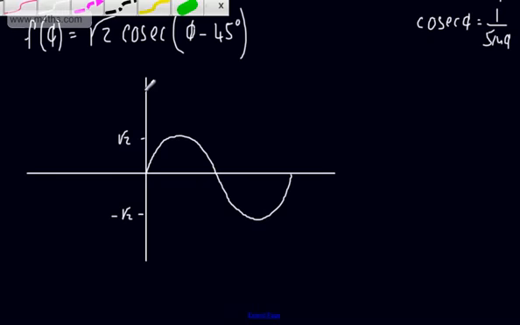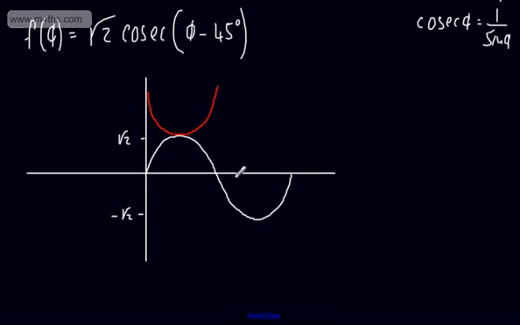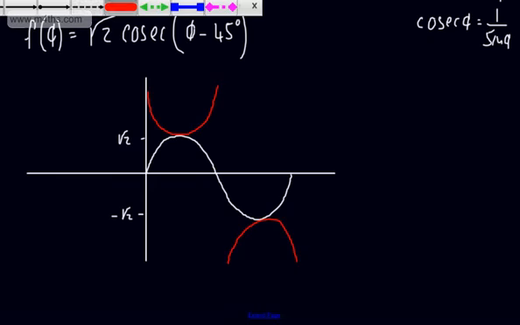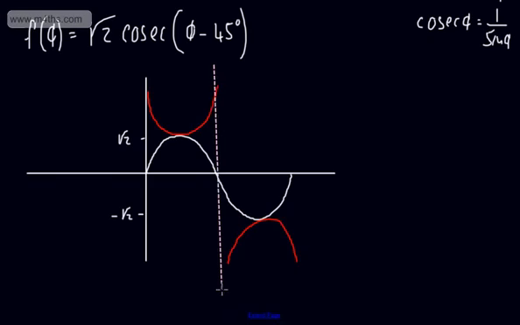So if we have that, what we'd have is something that looks like this, and then we'd have the asymptotes here, and then we'd have another one, and then we'd have something like that. So roughly that's what it's going to look like. So let's just go ahead and do that. Obviously that's just a sketch, but it'll give you some idea.